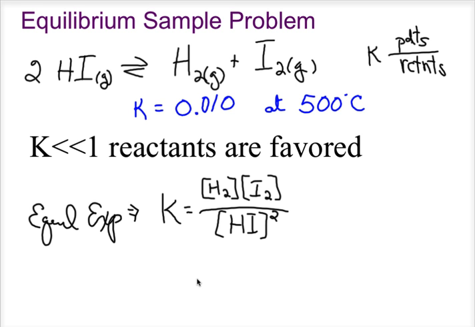The equilibrium equation. Notice a couple of things about this. We have products over reactants. Their concentrations are multiplied together, divided by the reactants. Since HI is a reactant, it's in the denominator. Notice the power. It's raised to the second power, and that is because of the coefficient of 2 in front of hydrogen iodide.